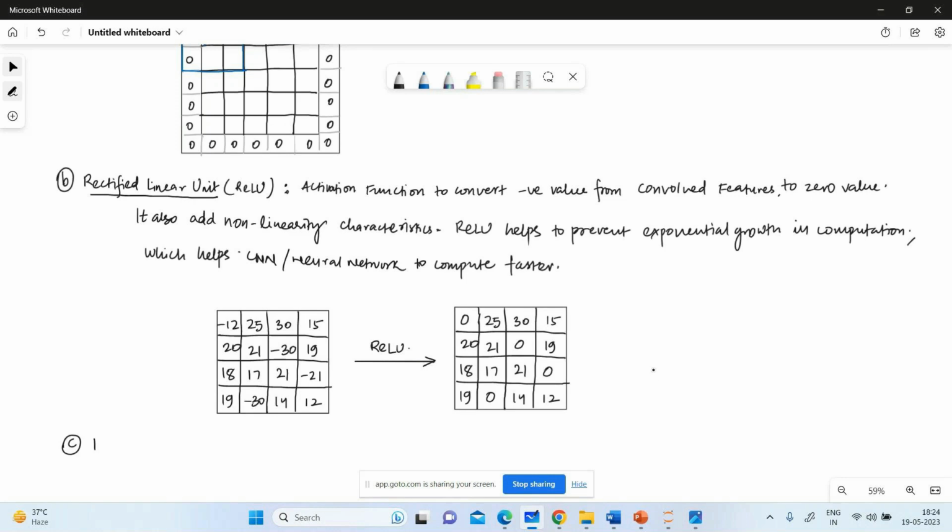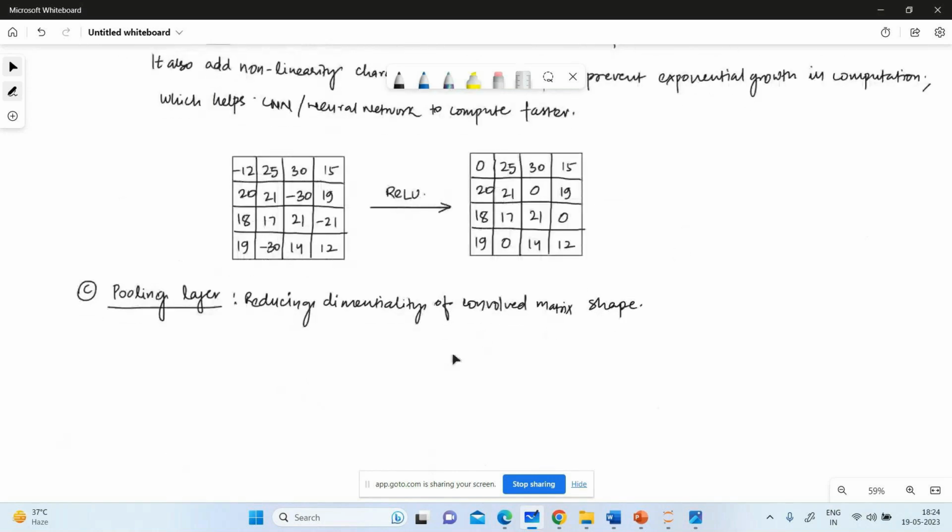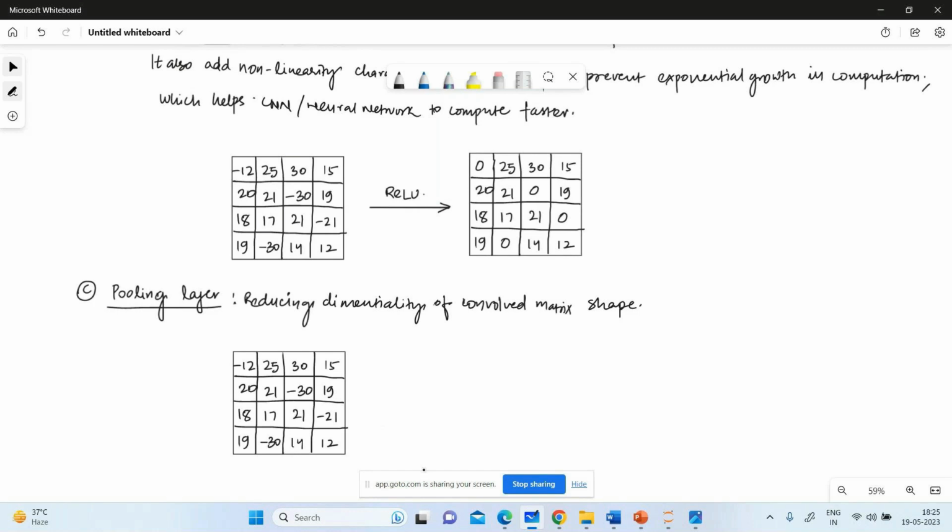Part C, pooling layer. This is used for reducing the dimensionality of the convolved matrix shape. Now we'll have very large matrices, and from there the shape will be reduced. Let's say I have got a shape of 4 cross 4, and I will apply max pooling to it. The default stride is 2 cross 2, and the default max pooling shape is also 2 cross 2.